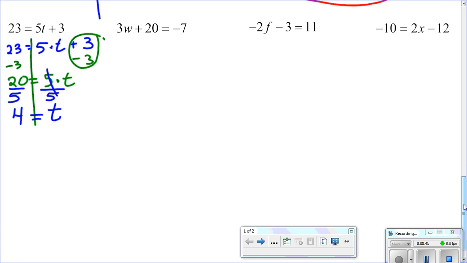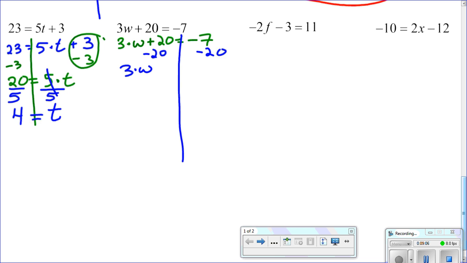The next one, 3w plus 20 equals negative 7. The w is being multiplied by 3, and it's being added by 20. So we need to work backwards from BEDMAS and deal with the addition first. So I'm going to subtract 20 on both sides of the equation. And I get 3 times w plus 0 equals negative 27. Right? You owe me $7 and then you owe me another $20. You owe me $27. I'll be expecting you to pay up tomorrow.